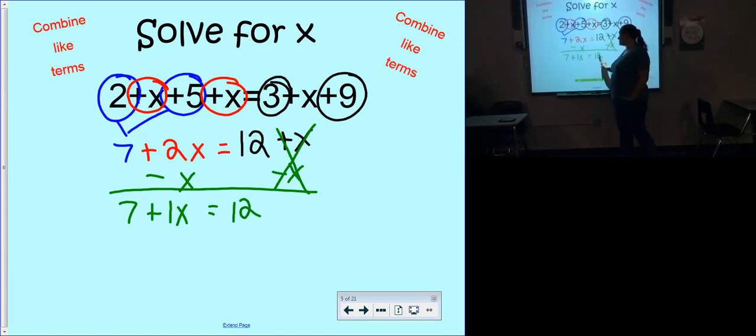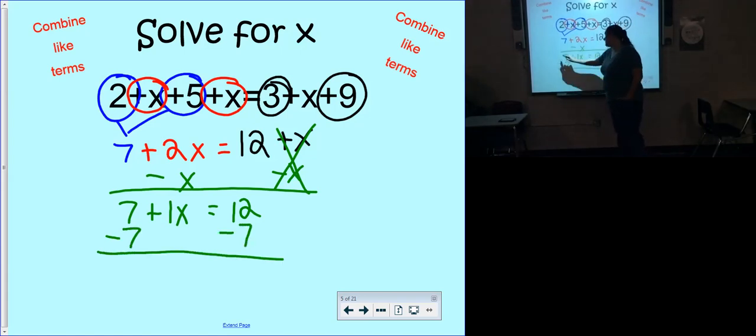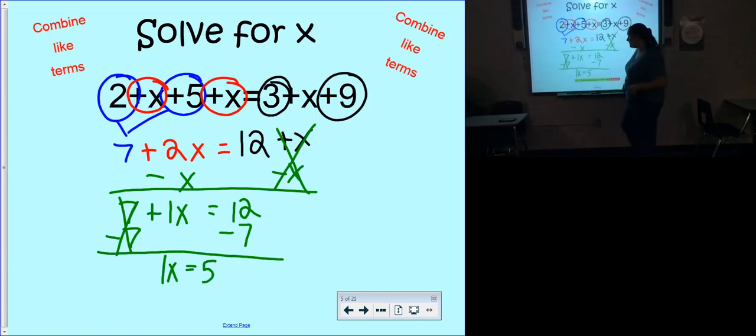Next, I need to go ahead and figure out what I want to move. Well, I got variables on the left-hand side, so I need to move my constants over to the other. My 7's cancel. I still have 1x. 12 minus 7 is going to give me 5. At this point, what I would do is divide by 1.